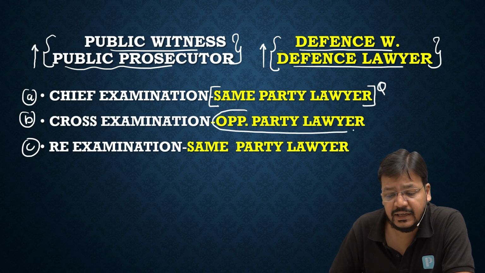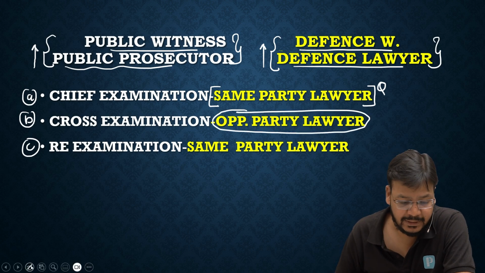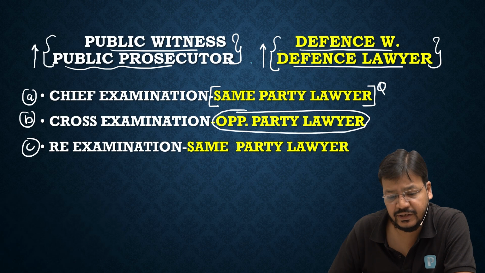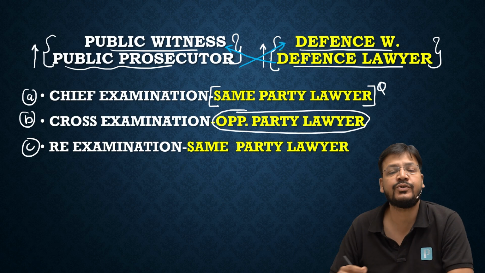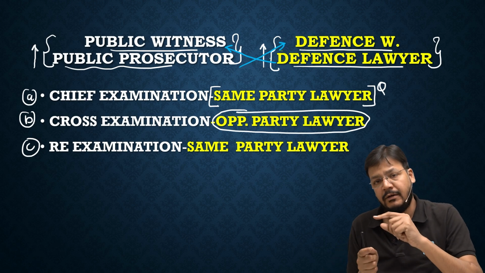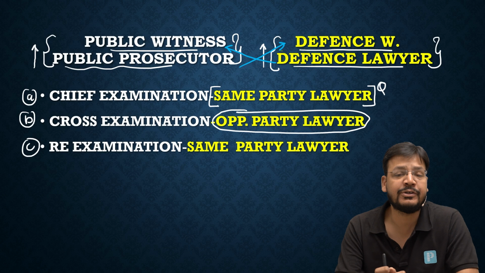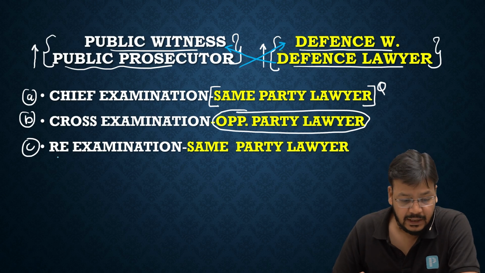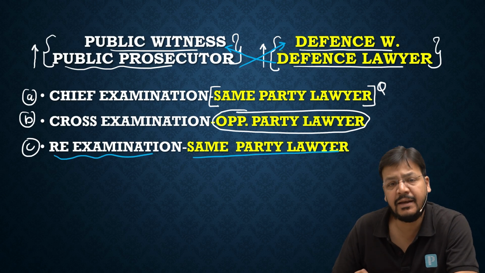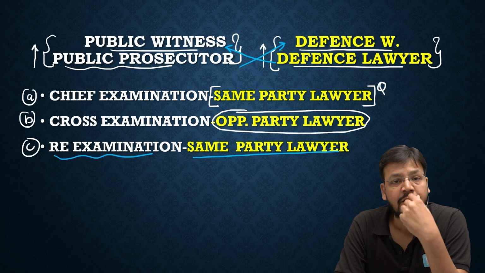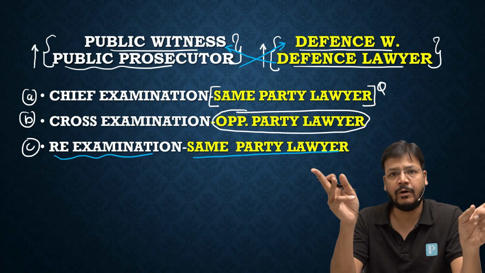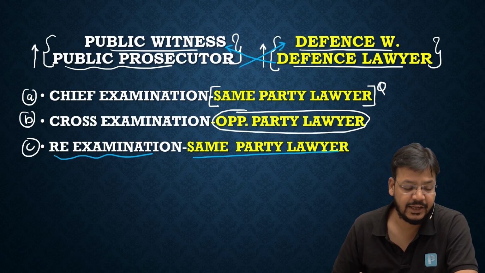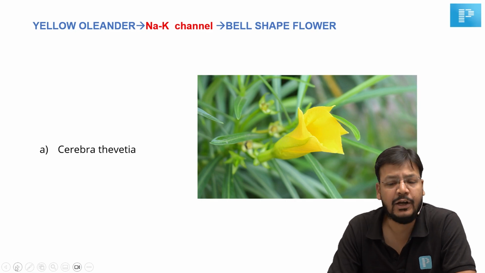Cross examination is by the opposite party lawyer. Yes, my dear friend, cross examination is by the opposite party lawyer. The defense lawyer asks questions to the public witness, and the public prosecutor asks questions to the defense witness. So these are the cross parties or opposite parties. It will be a cross examination. Re-examination is again by the same party lawyer. So chief examination is by the same party lawyer, cross examination is by the opposite party lawyer, and re-examination is again the same party lawyer.